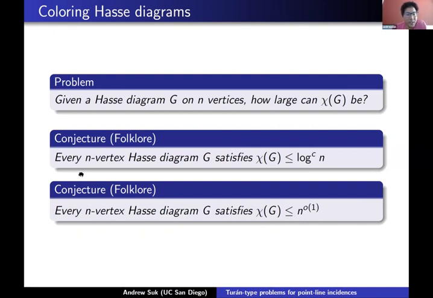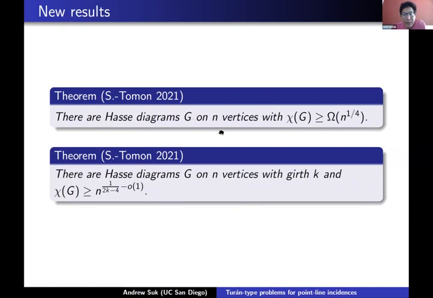But kind of interestingly, in joint work with Tomon, we were able to show that these conjectures here are false by showing that there are Hasse diagrams with very large chromatic number. So on the order of, that's polynomial in the number of vertices, so n to the 1/4. And also we were able to show that there are Hasse diagrams with large girth and also a very large chromatic number.